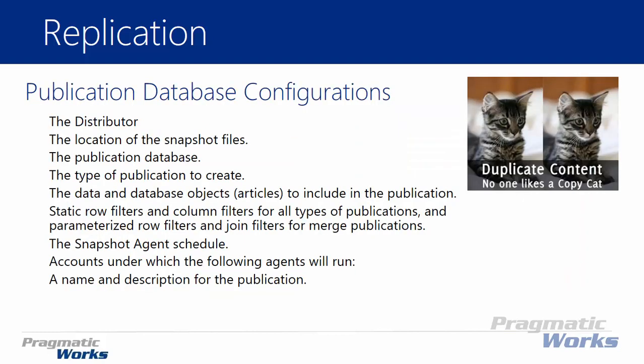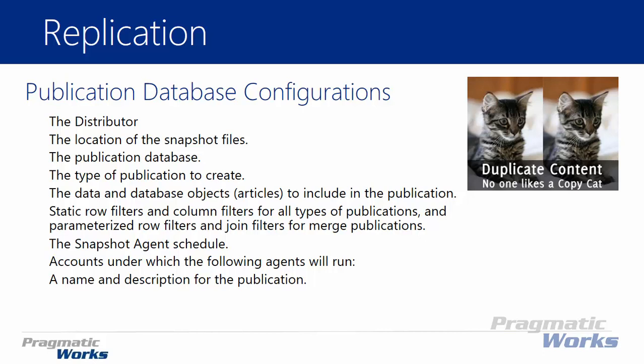We have some configurations when we set up transactional, merge, or snapshot replication. We have some configurations we can set up within the publication. We can set up which distributor the publication is going to. We can set up the location of our snapshot files. We can set up the publication database, the name of the database. We can set up what type of publication we want to create. In this case, merge, snapshot, transactional, peer-to-peer replication, we would define that here.